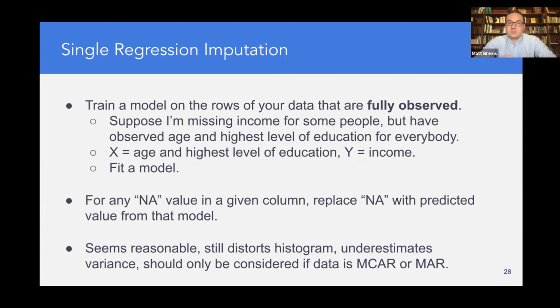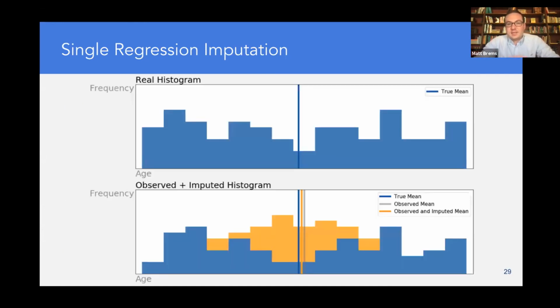And that seems reasonable, and it's probably going to be better than mean or median or mode imputation, but it will still distort your histogram and underestimate your variance. Here we see an example of that. Notice that our orange imputation bars, those are more spread out. It's not just one bar right at the mean or the median or the mode. It's more spread out, but it's still clumped there toward the middle. So when it comes to single regression imputation, that's also not going to be the ideal output.